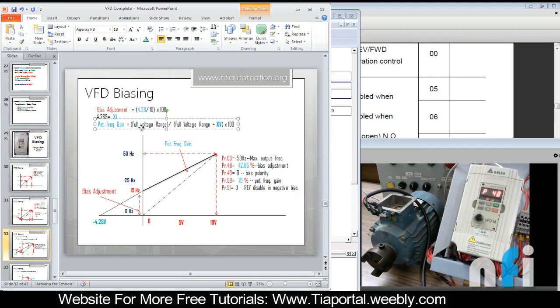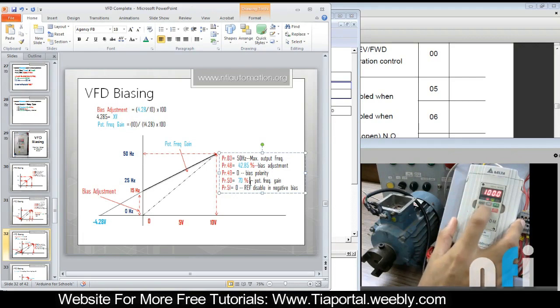Now potentiometer frequency gain says full voltage range, which is 10 volt again, divided by the full voltage plus XV. So this XV factor is included in that, which makes it 14.28. 10 divided by 14.28 into 100, that accounts to be 70% approximately. So potentiometer frequency gain is parameter 50. We have to put 70% here. Yeah, now it's 70%. Okay, now let's see the response of our drive.